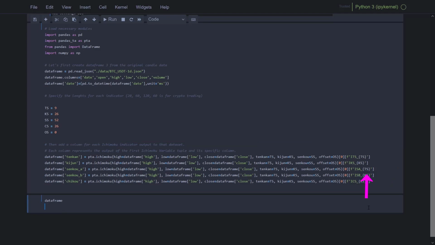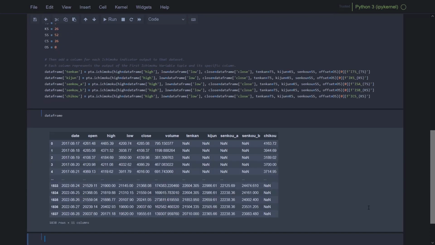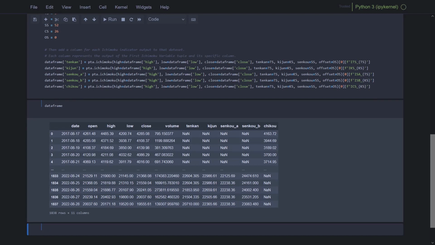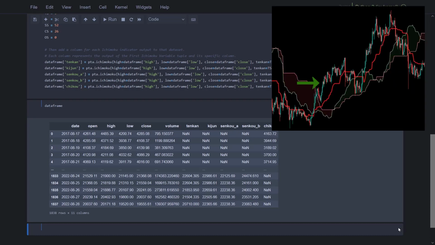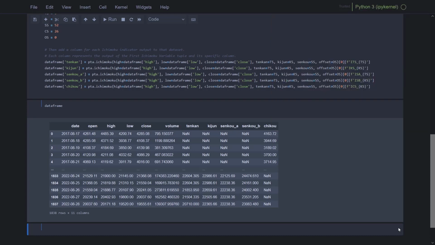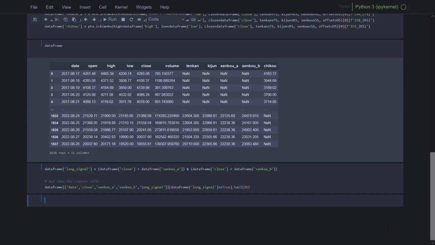Now at this point we have a data frame with the open, high, low, close and volume, together with all the information from the Pandas TA Ichimoku indicator. Now let's determine our first entry signal for longs. That's pretty easy, because in this case you don't need specific conditions or flags to determine the position. You only have to know the position of the close price in comparison with both of these Senkou spans. So in this case I create a new data frame column where I calculate if the close price is above the Senkou A and above the Senkou B.